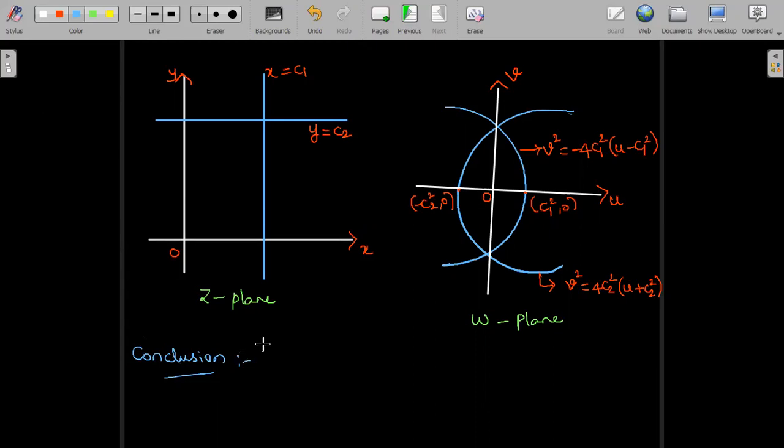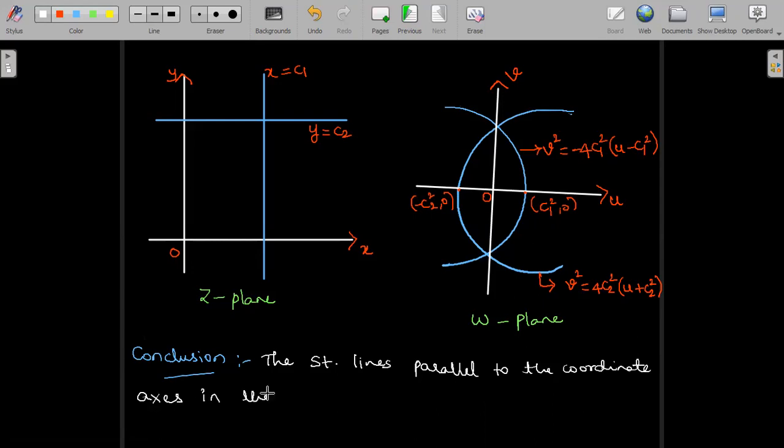The straight lines parallel to the coordinate axes, both the axes, x-axis and y-axis, in the z plane, map onto parabolas in the w plane.